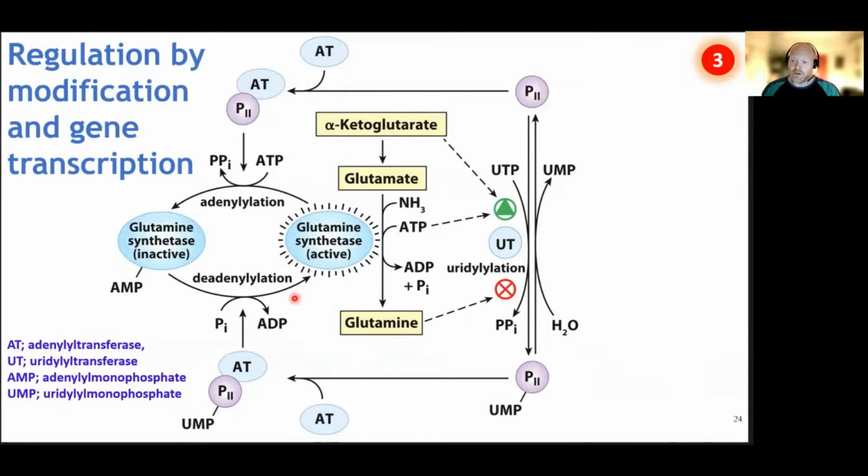Now, the uridylated P2 protein also provides a third layer of regulation. It mediates the activation of glutamine synthase gene transcription. Conversely, the deuridylated version decreases this transcription. So what is the net result here? The net result is that glutamine synthase activity is reduced when glutamine levels are high, and increases in activity when alpha ketoglutarate and ATP are high.